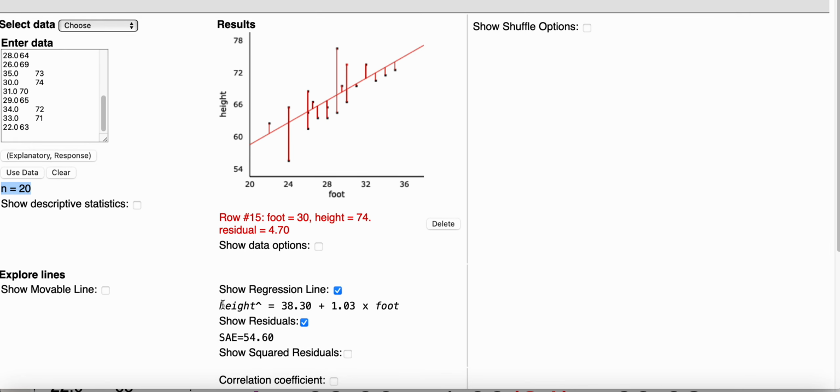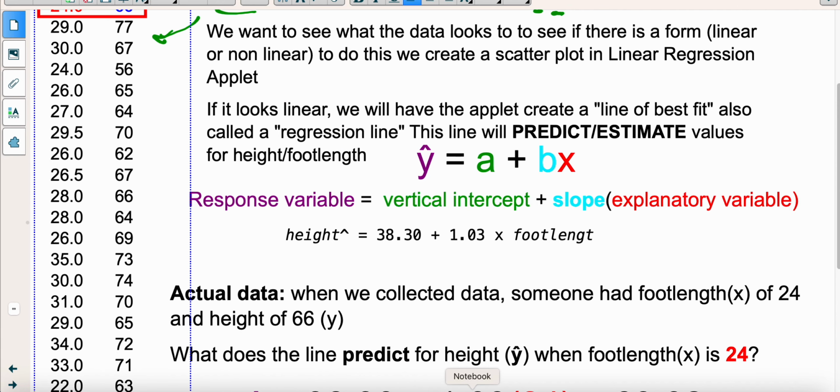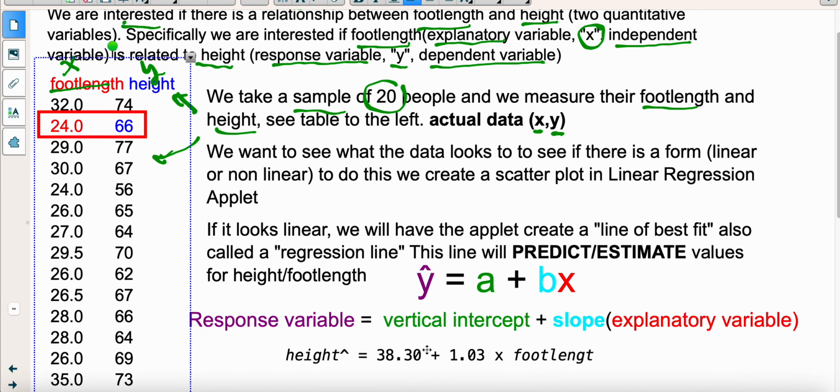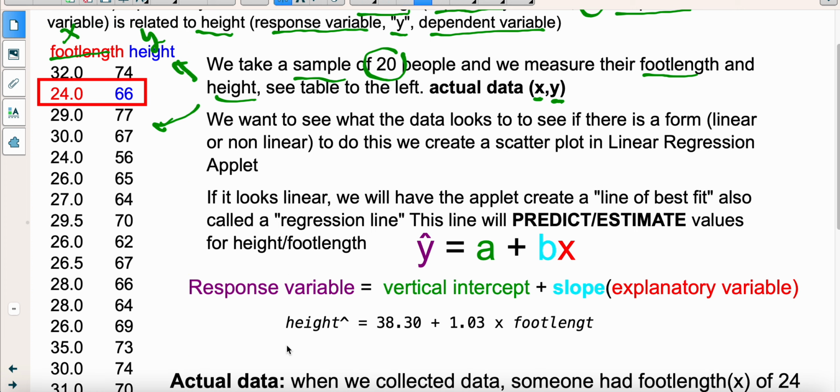All right, anyway, so when you click regression line, it comes up with the regression line here. It says the estimated height, that's what that hat means, that's my y-hat, is equal to 38.3 plus 1.03 times foot length, x. That's all you have to do to get the regression line. You just put it into Rossman Chance and it's going to give you the regression line here.